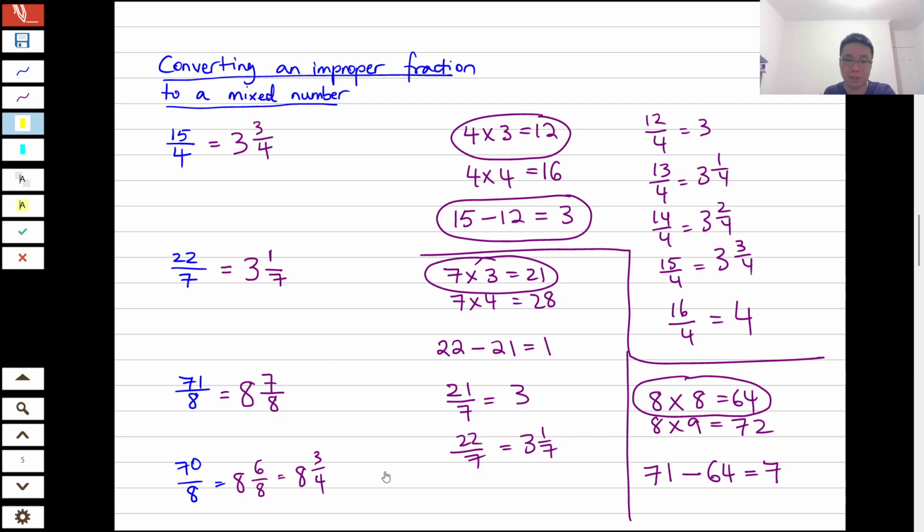The only reason why I've decreased the denominator now is because of simplification. If you don't have this happening, then the denominators should be the same when you're doing this conversion. If the denominators are different, that means you've done something wrong. Okay, so that's mixed numbers.